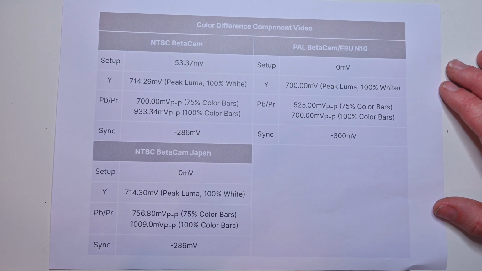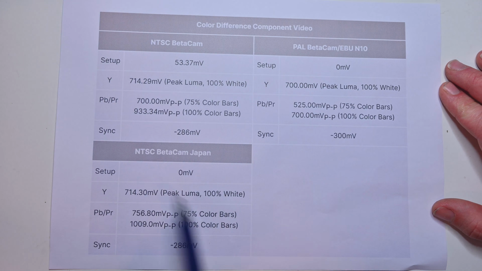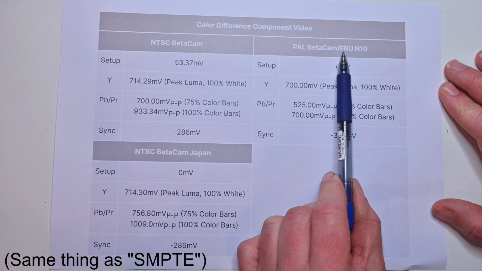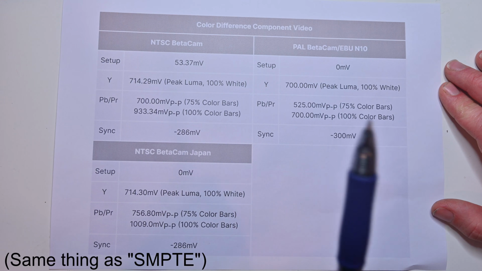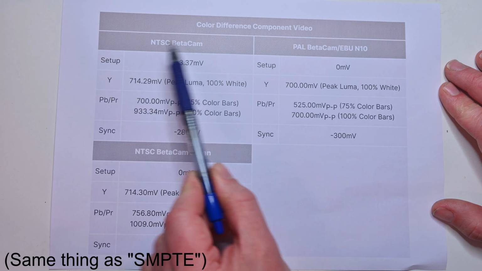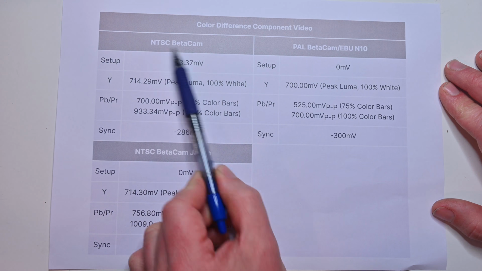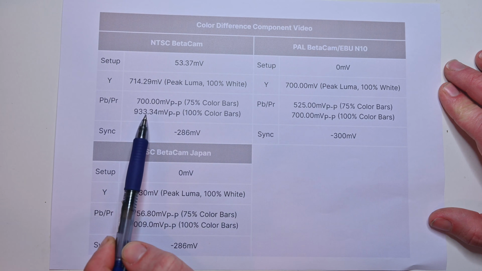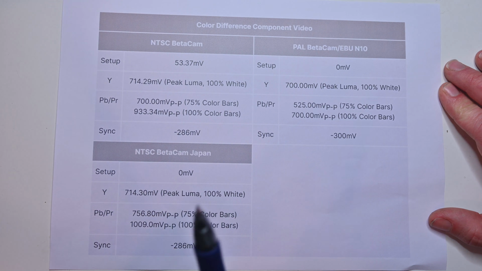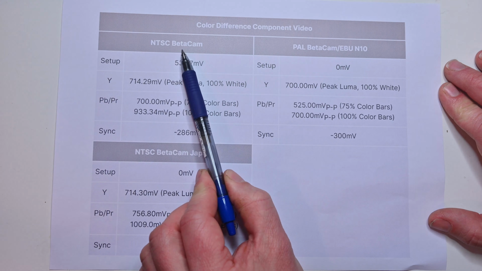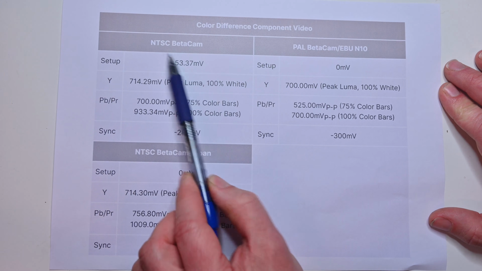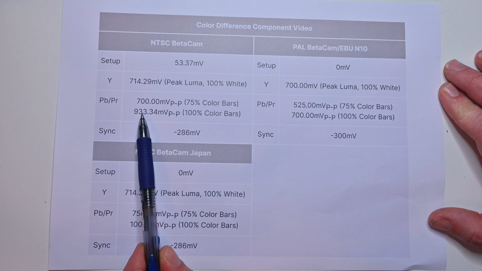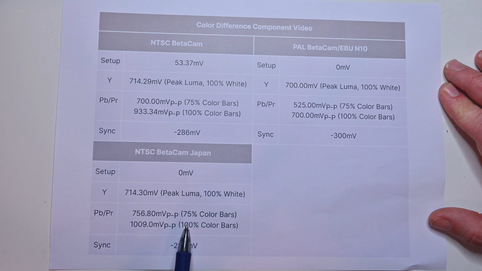Now, as if that wasn't all annoying and confusing enough, of course there are different types of component video. The most common variety is this EBU N10, and this does cover PAL and NTSC, with the exception of NTSC Betacam machines, which seem to have a slightly different range here. So we notice that instead of 700 millivolts peak to peak, we've got 933. This is probably an important thing to note if you are working with these machines, that you definitely need to be set up with the appropriate levels, because you're going to end up with your color saturation completely incorrect. And there's an obscure variation here.